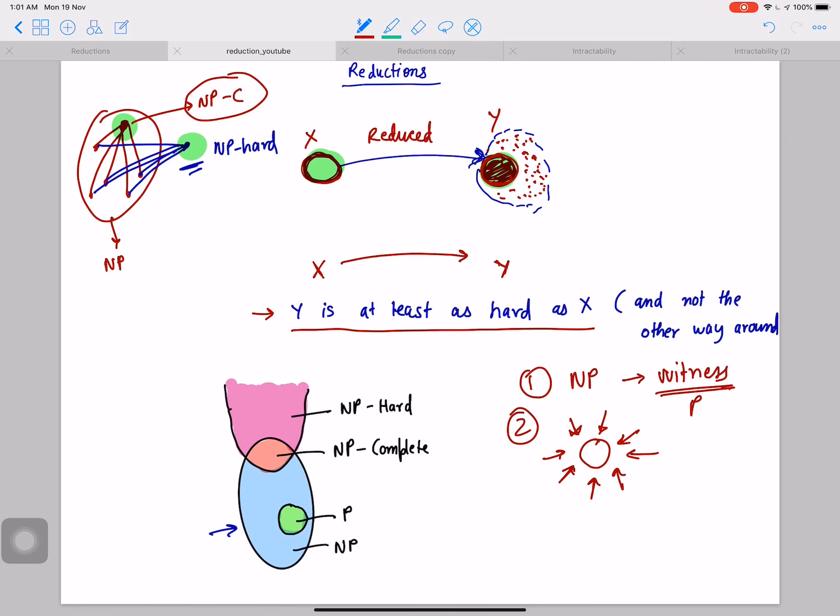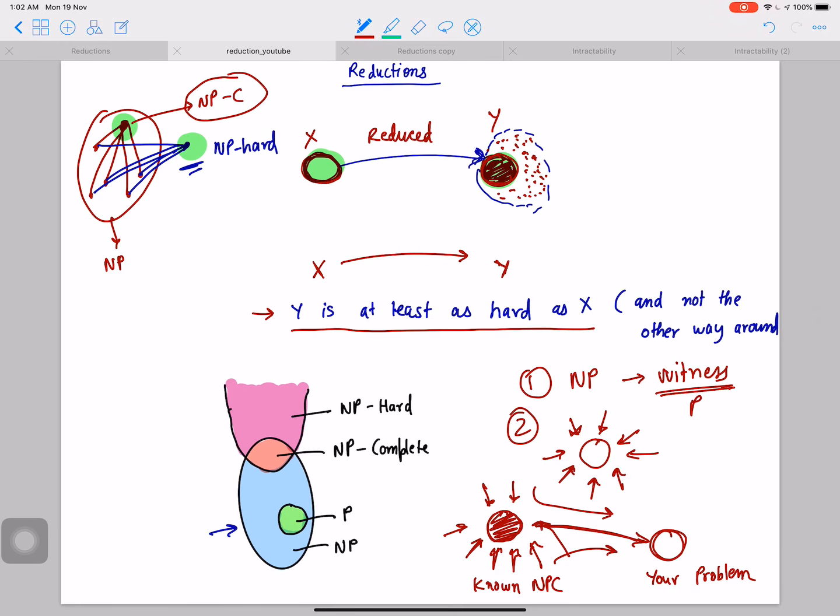Some people have found some known NP complete problems for you, and imagine that this is your already known NP complete problem, and that means everything reduces to it somehow. Okay, and now this was your problem sitting here. So if you manage to reduce your known NP complete problem to your problem, that means you're borrowing all these arrows and throwing them at your problem.